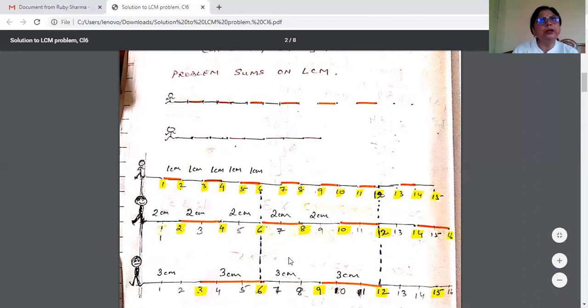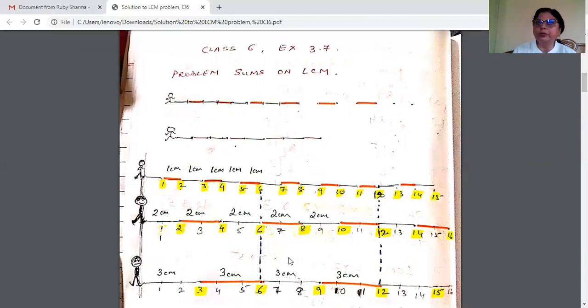So the measure of each person's steps is different. Now you have to find the minimum distance each one should cover so that all can cover the distance in complete steps. That means they complete at the same point, they will be together. Together in the sense that they will be crossing complete steps.